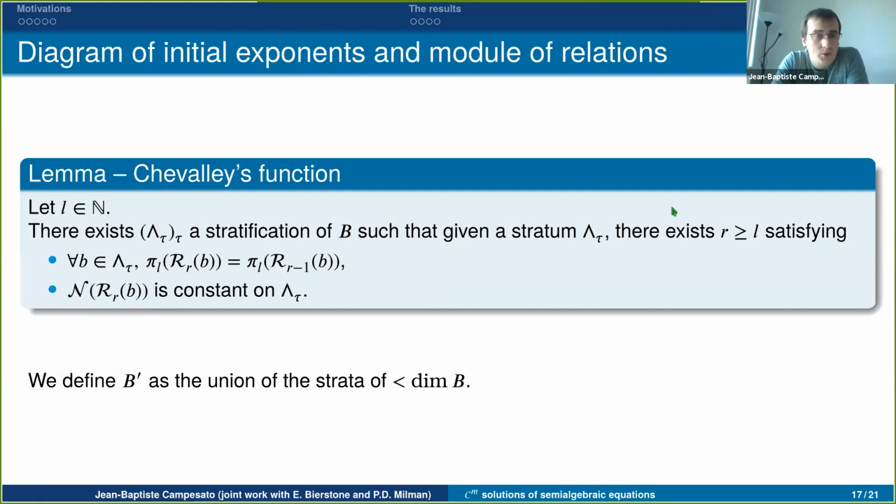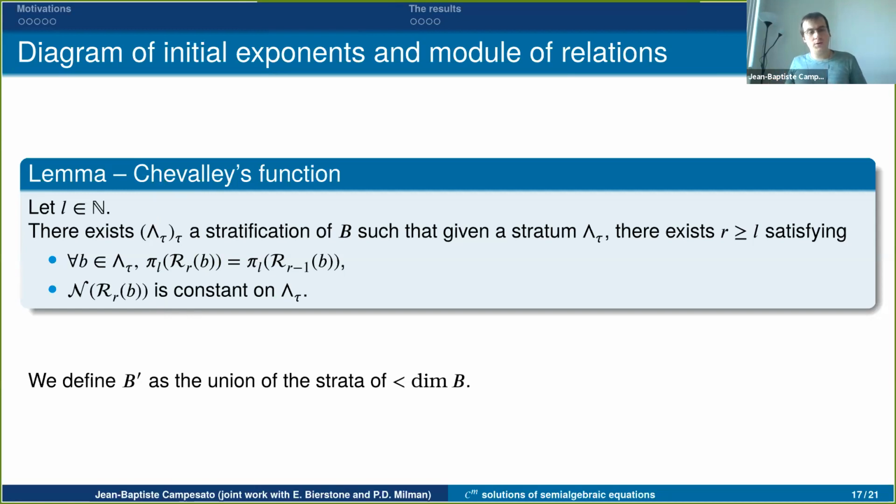I won't be able to assume that the module of relations is actually going to be constant on each stratum, but what we can obtain is that the diagram of initial exponents of the module of relations is constant on each stratum, up to refining the stratification, or shrinking the strata. So now we have a stratification which is going to be useful in what follows.